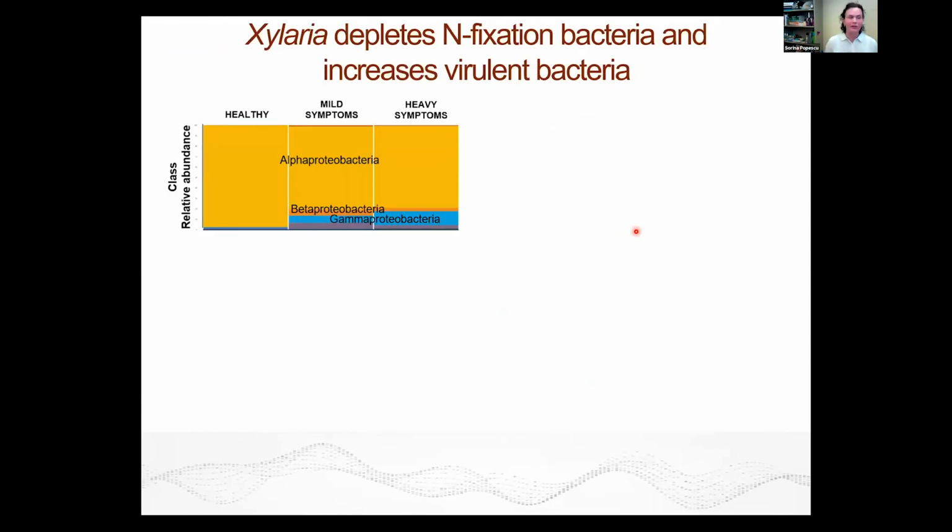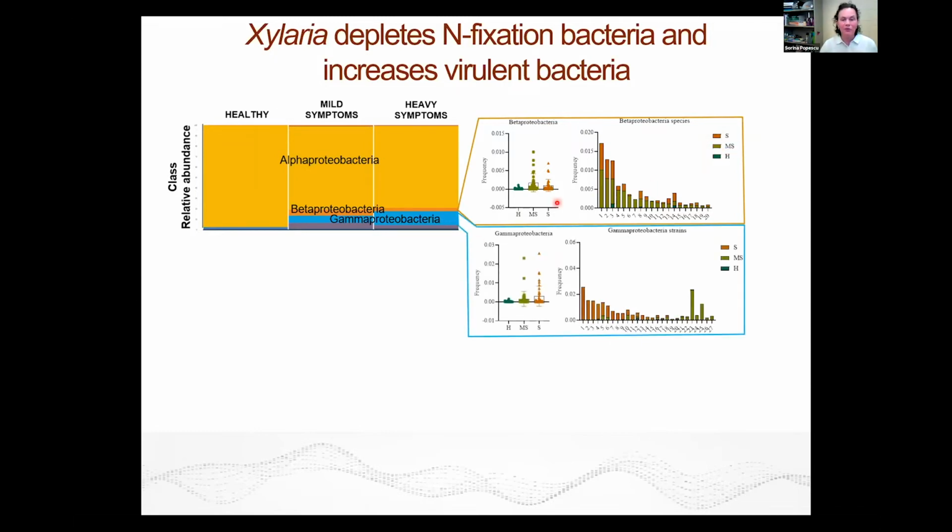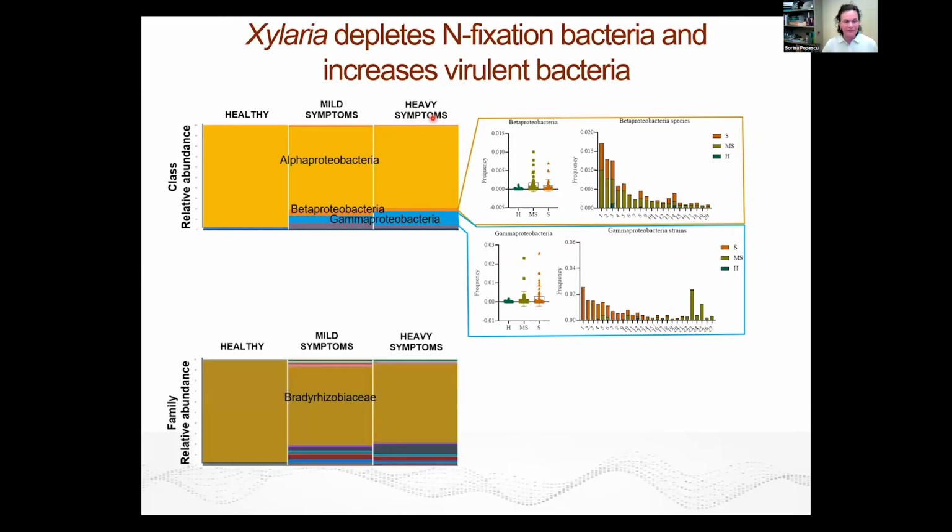How about the bacterial populations? Again, looking at healthy, mild, and heavy symptomatic plants, we're looking at classes of bacteria that are present in these microbiomes. Beta proteobacteria were some of those bacteria that accumulated heavily in the infested plants, with a lot of species heavily abundant in mildly symptomatic plants. Gamma proteobacteria, the same situation, with nothing in the healthy, but abundant in the infected plants. And they were more abundant actually in the heavy symptoms plants.